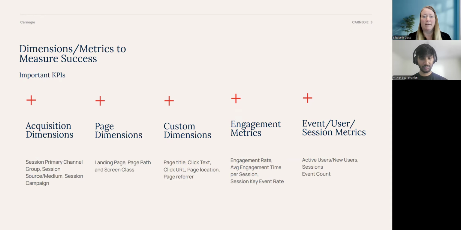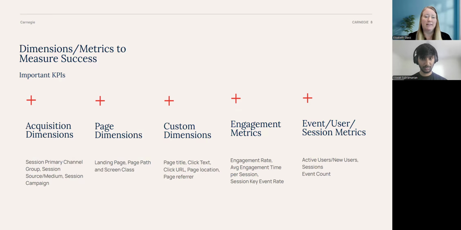Data can seem overwhelming. Let's take a look at some important dimensions and metrics in GA4. Focus on acquisition dimensions like session primary channel group, session source and medium, session campaign, to see where your traffic originates. Review page dimensions by page path to know where events take place, or by landing page to know where users start on the site that are most engaged.